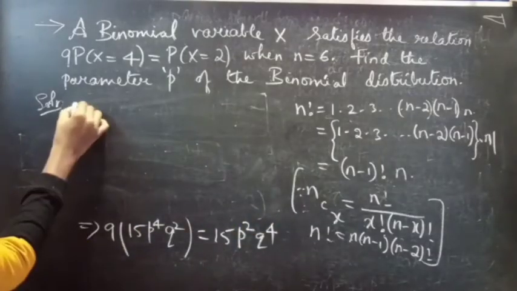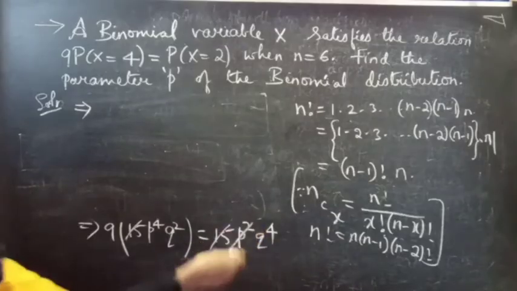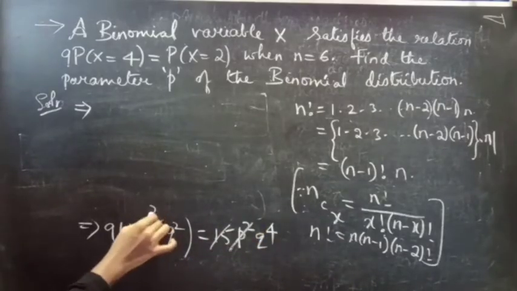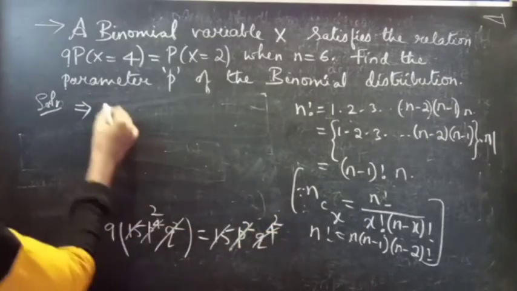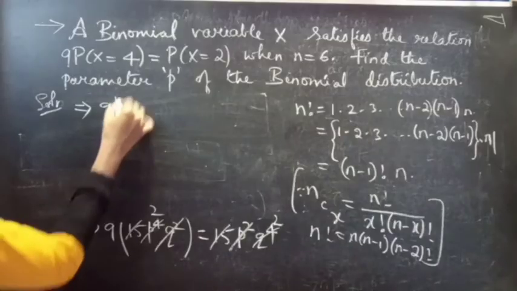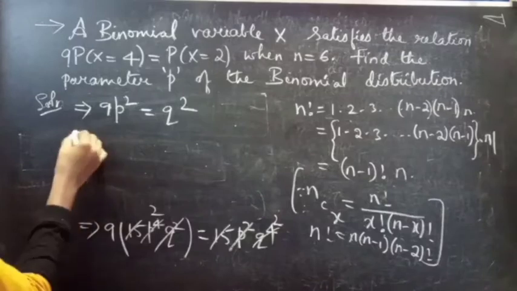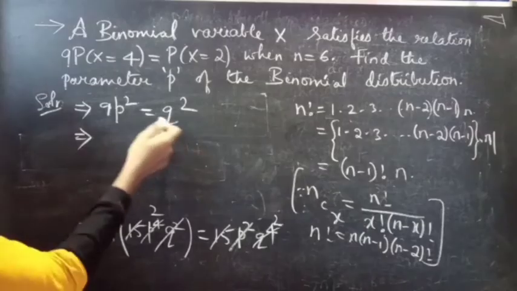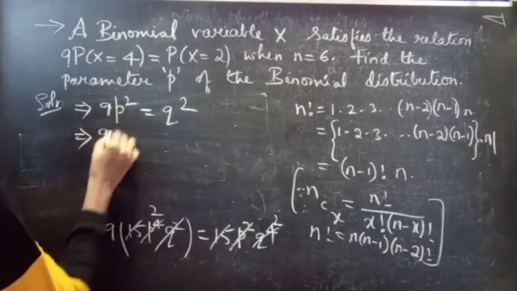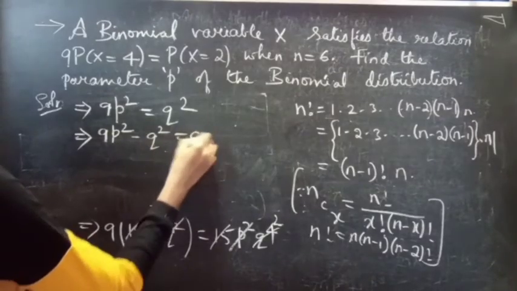Okay. So we can cancel 15 and p square. So p square remains, q square. You can cancel q square. So finally you'll get 9 p square equals q square. Okay. So now we can bring this q square to the left hand side. You'll get 9 p square minus q square equals 0.